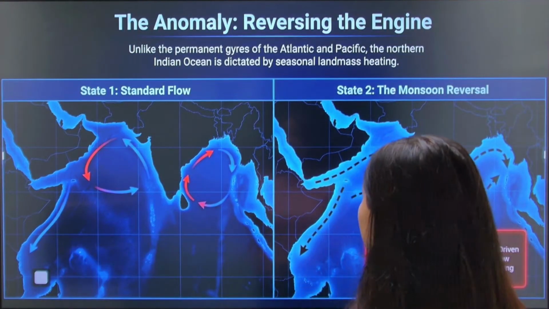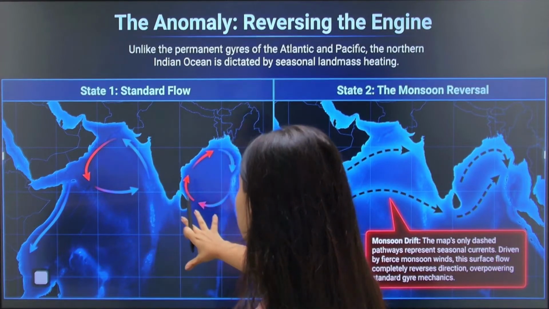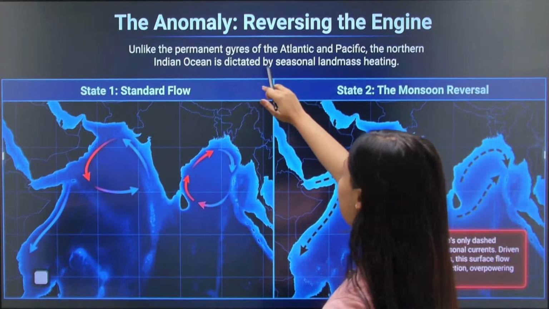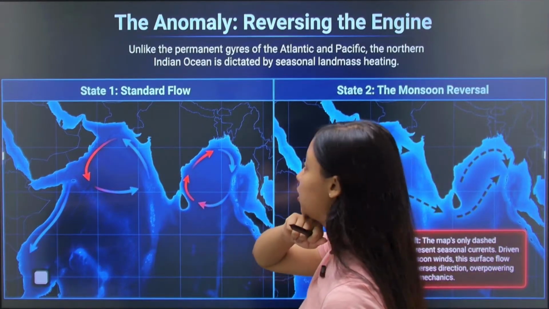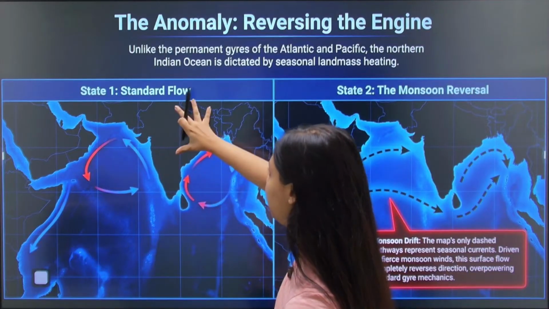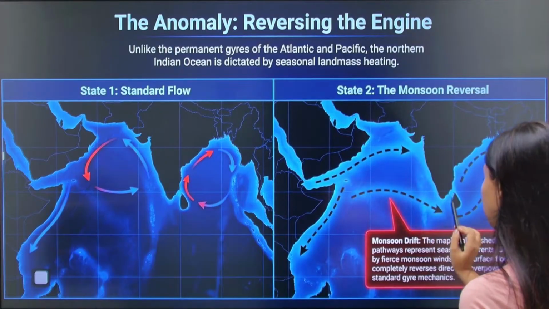The anomaly, reversing the engine. A standard flow looks like this, right? Gyre formations will be there. But monsoons disrupt this gyre formation. Unlike the permanent gyres of the Atlantic and Pacific Ocean, in the Indian Ocean we have monsoonal winds blowing, right? In the Indian Ocean, this is India, right? The Indian Ocean is dictated by seasonal landmass heating. So we have the monsoon drift.